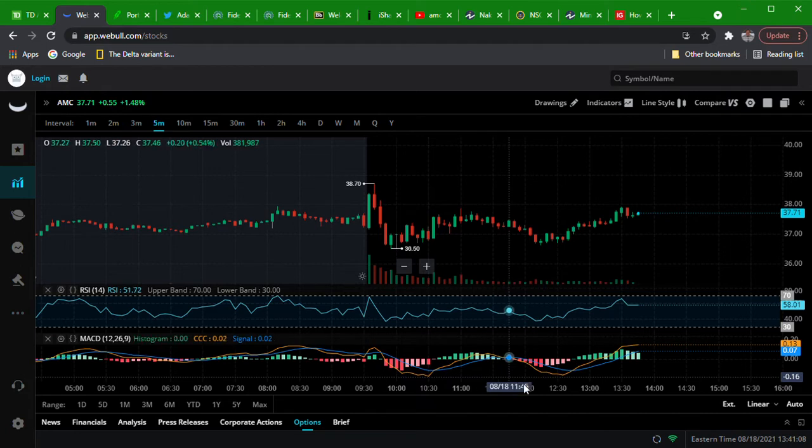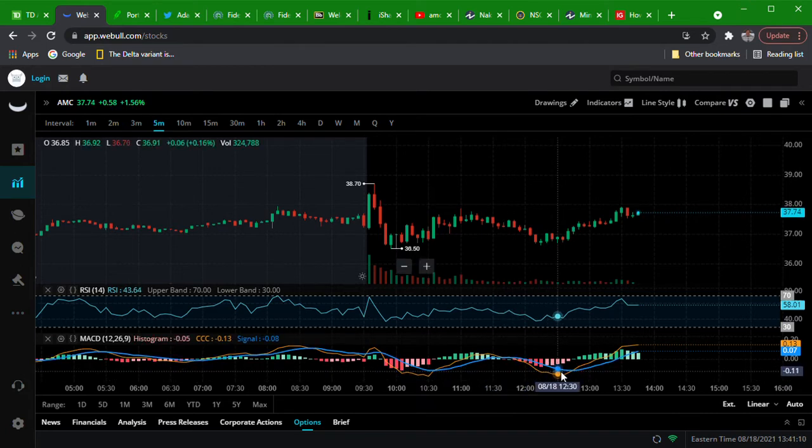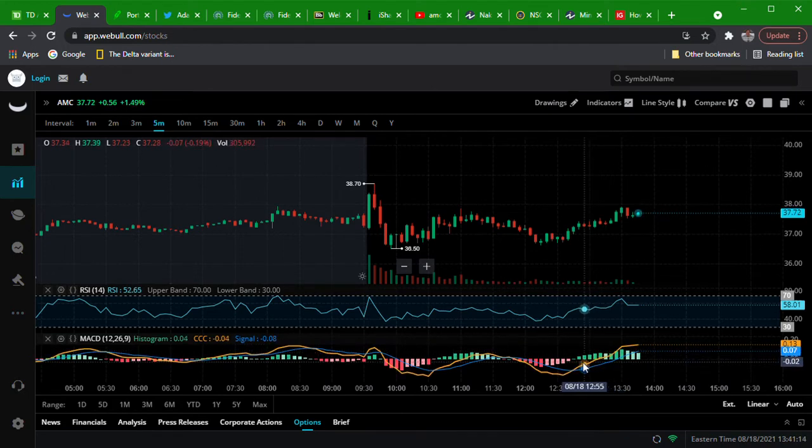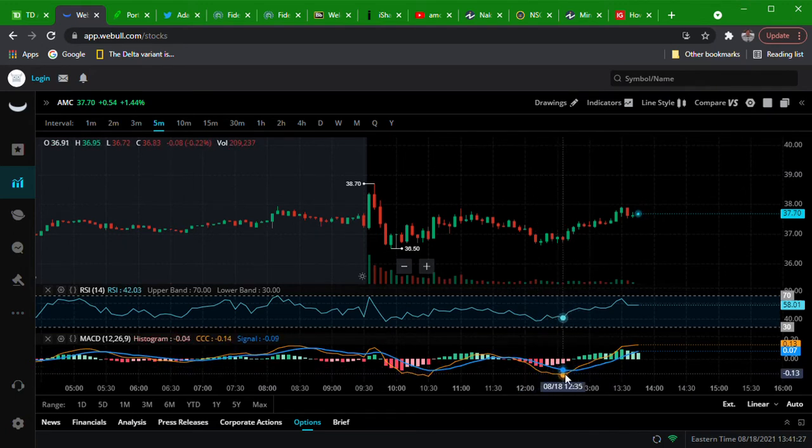So the MACD is really not hard to read at all. Yellow line crosses over the blue line going up, it signals buying pressure and a trend upward in the stock. If it crosses going down, it signals selling pressure in the stock. So that's pretty much how you read the MACD. It's not hard, not at all.